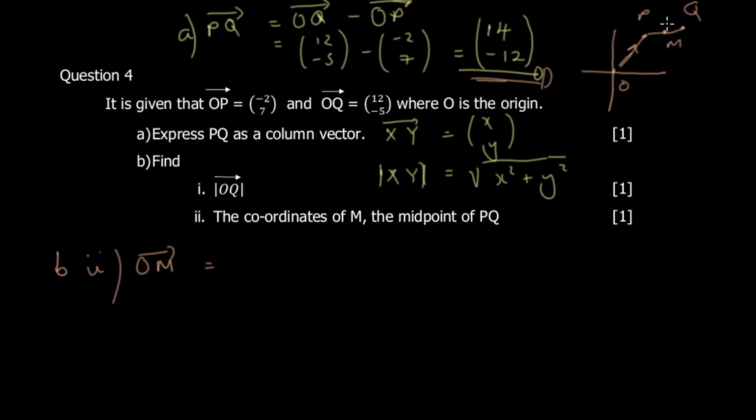So what would it be? OM would be equal to OP. You need to get to P first, then plus this vector here up to this point. So it'd be plus what? Plus PM, from P to M. But then we know that PM is equal to what? PM is half PQ.